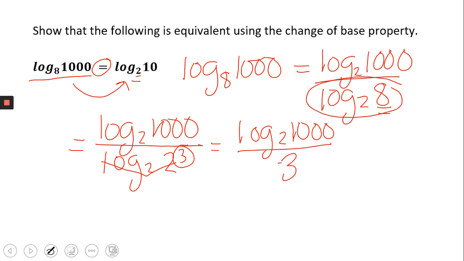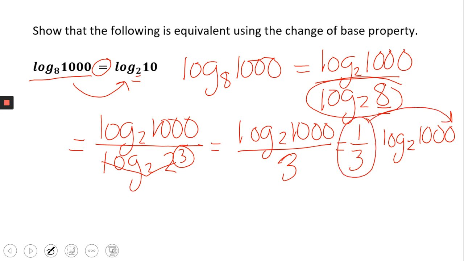Now this might seem a little weird to think about, but that's the same as 1/3 times log base 2 of 1,000, right? Dividing by 3, that's a positive 3 by the way, is the same as multiplying by 1/3, right? And you can use the power property that we've learned, right? That just becomes the power of what you're taking the log of. So this becomes log base 2 of 1,000 to the 1/3.